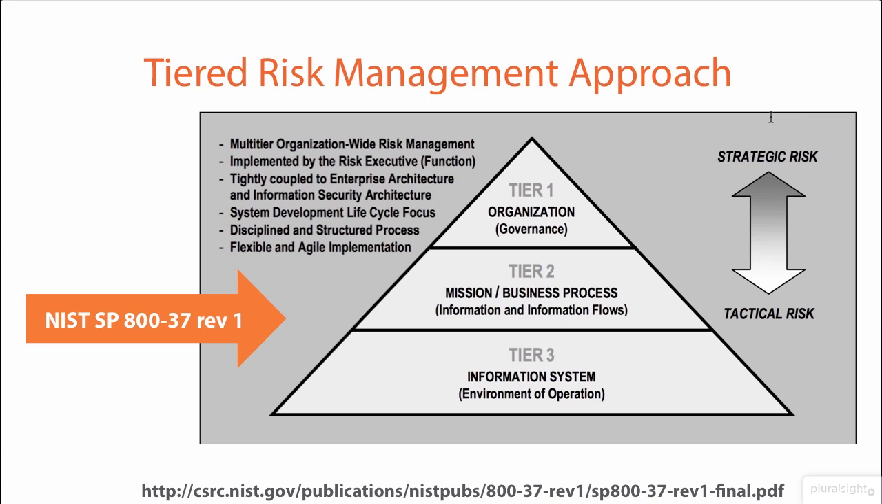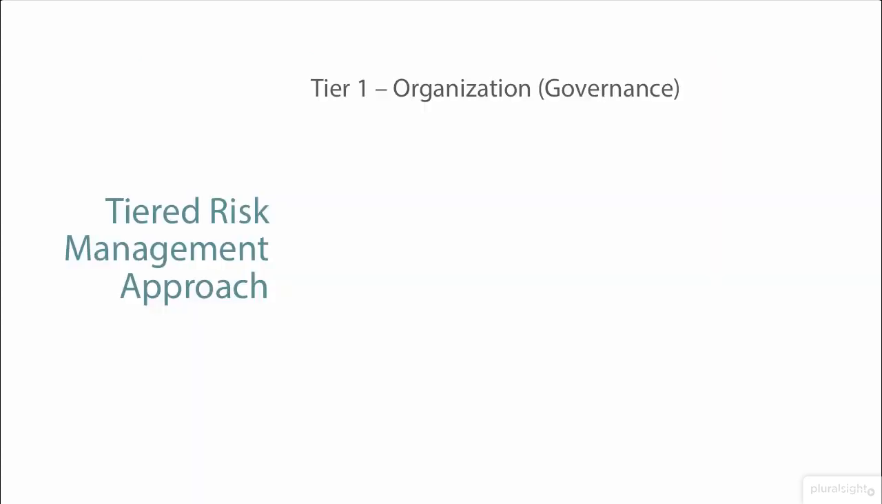What they've done is they've broken this down into three tiers in the NIST document for their approach to how the organization can bring in risk management. And this is going to seem very familiar. Let me break these three tiers out for you, starting with tier number one. So tier number one is the actual organizational level. This is where the governance is created.